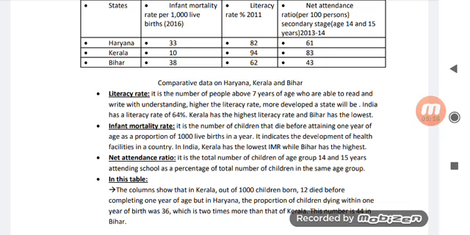The second point we have is infant mortality rate. Infant mortality rate is the number of children that die before attaining 1 year of age as a proportion of 1000 live births in a year. It indicates the development of health facilities in a country. In India, Kerala has the lowest infant mortality rate while Bihar has the highest.